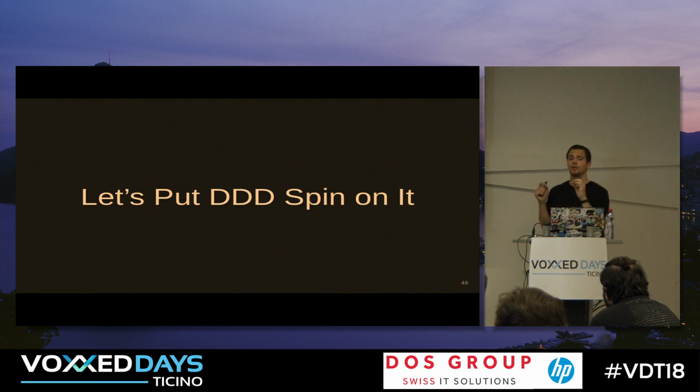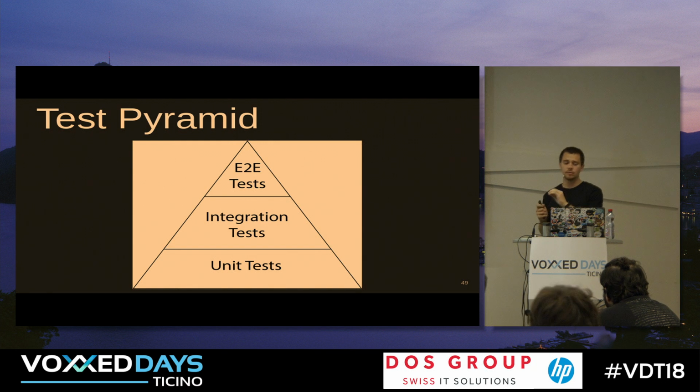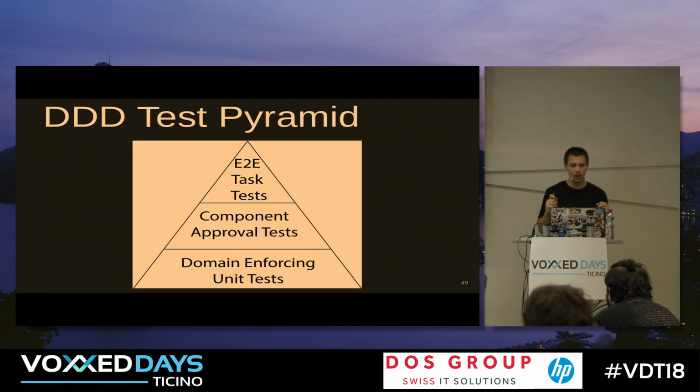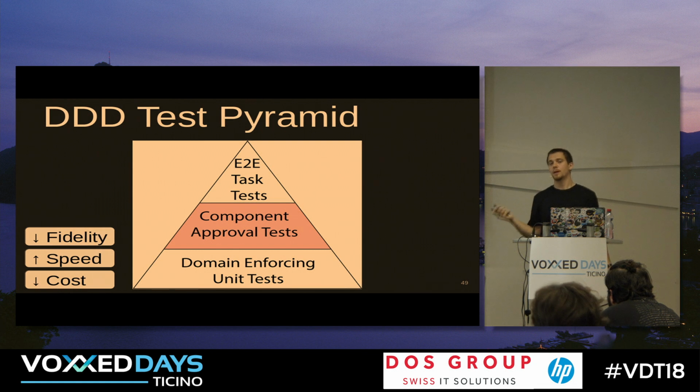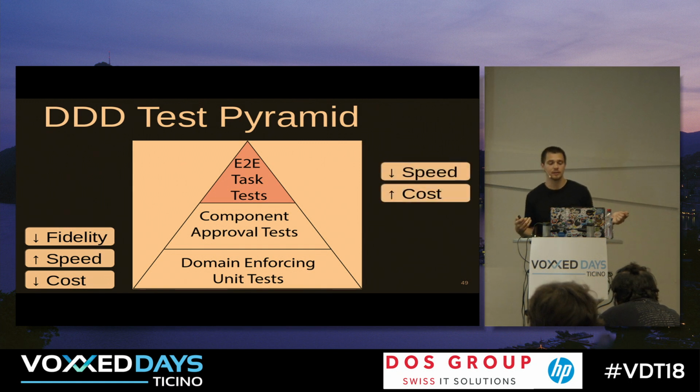But again, we're talking about domain-driven design. So let's put a spin on the test pyramid from the domain-driven design perspective. Let's change it a little bit. Now, it would look something like this. If I talk about the domain-driven design test pyramid, in the first level, we would have the domain-enforcing unit tests, which again follow the same practice of low cost, high speed, but low fidelity. The next step will be component approval tests, and last but not least are end-to-end test tasks, which again follow the same three major principles of end-to-end tests.